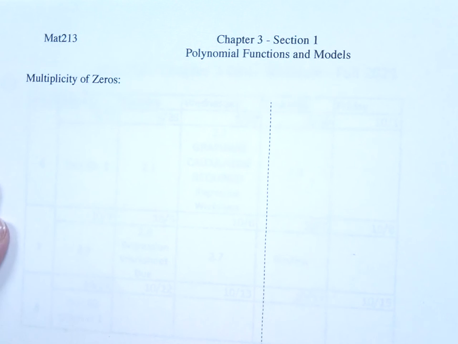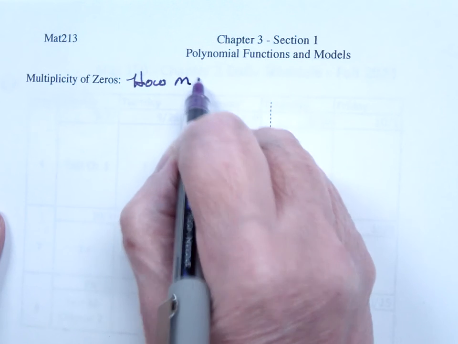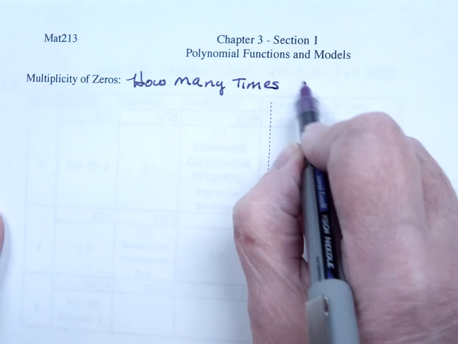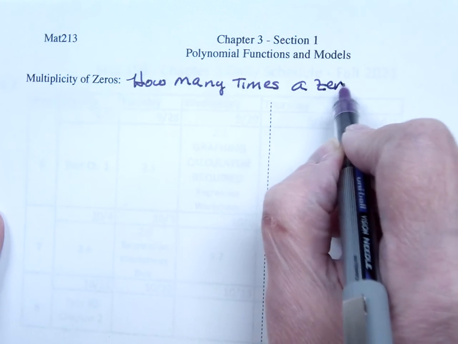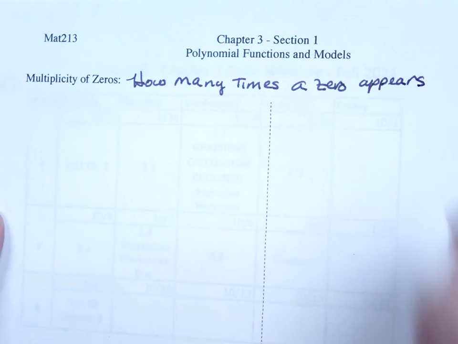Okay, so multiplicity of zeros. Now, what does that mean? It means how many times a zero appears. Zeros are the same thing as x-intercepts, that kind of thing. Solutions. Now, what does multiplicity mean? Well, how many times a zero appears?